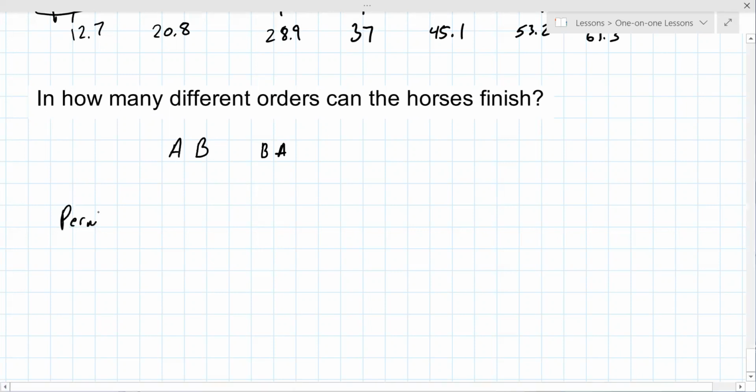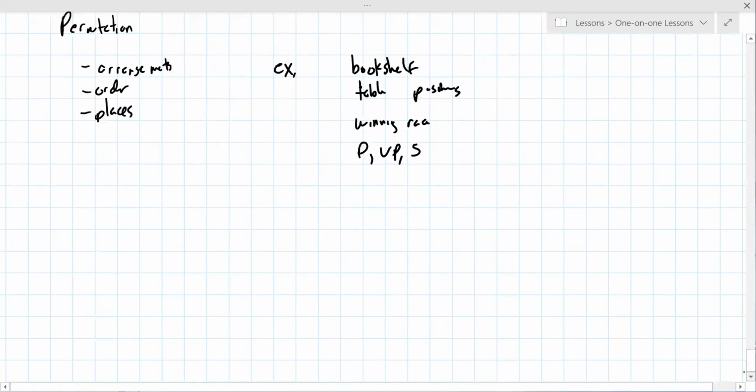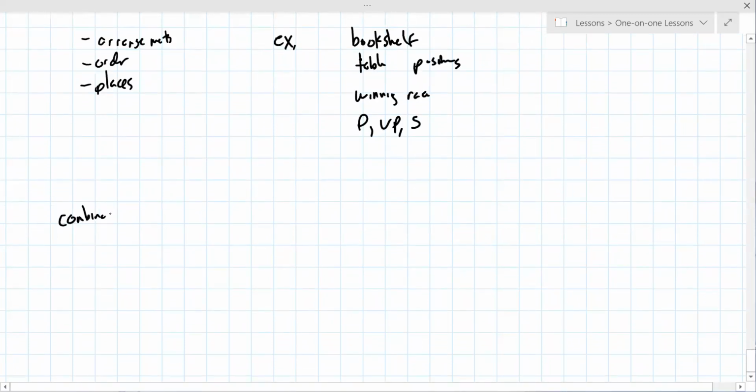So permutation problems, you're looking for the words like arrangements, order, places. Some examples are bookshelves, where you put books on a shelf in order, sitting around a table, positions, winning a race, president, vice president, secretary. Those are permutations, things like that. Combinations, we keep saying when order doesn't matter, these are generally like groups.